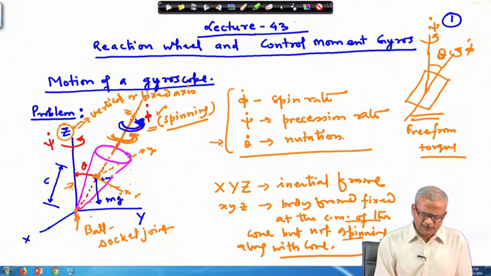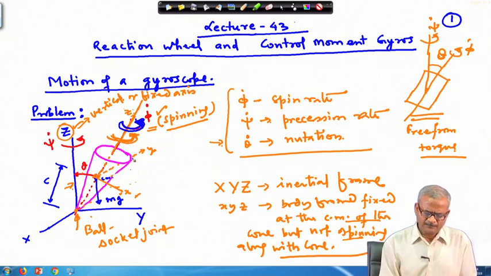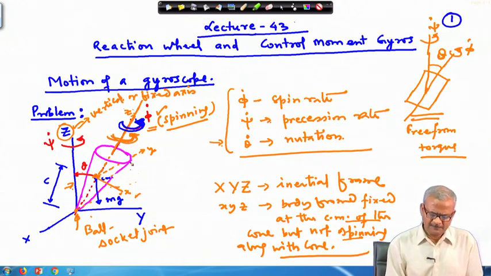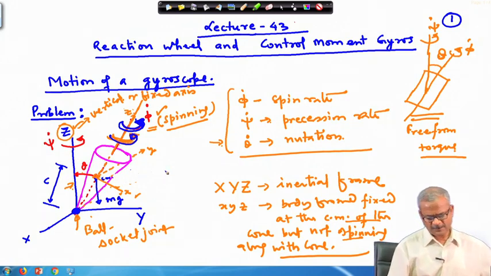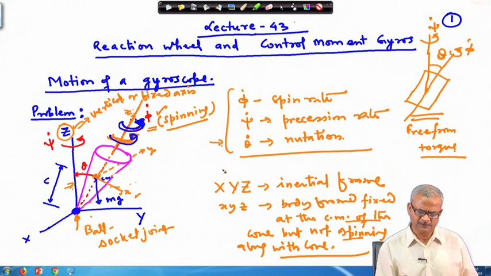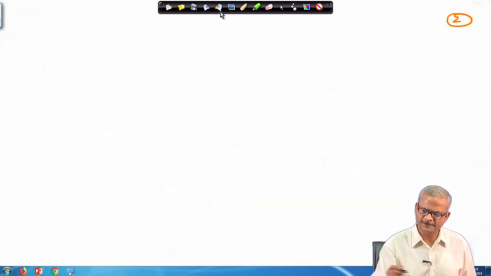This cone simulates the gyroscope we have seen, and it is rotating about this point. This is the ball socket joint, and it is spinning about this axis. So, derive the equation of motion for this, and analyze how much the angle will be and other things, as I am going to state on the next page.